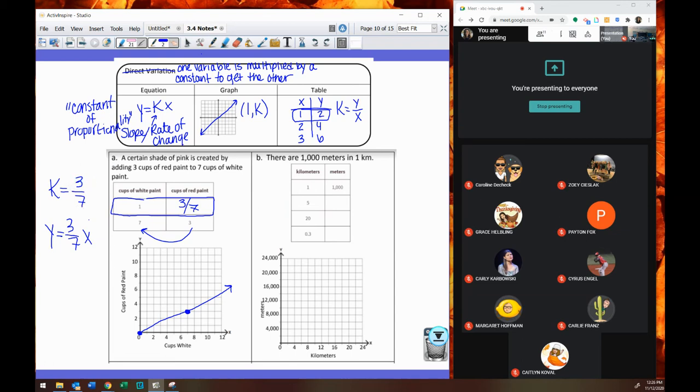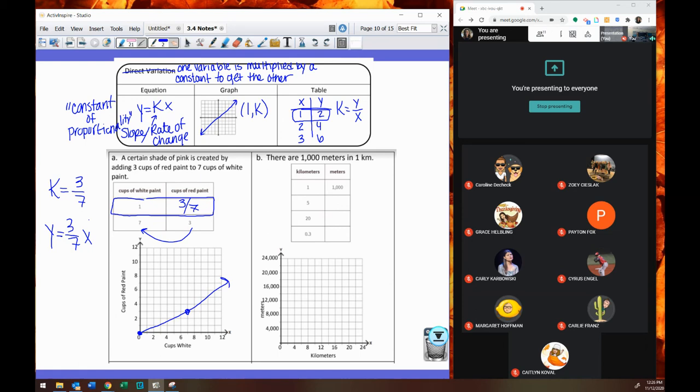But over here, if there are 1,000 meters in 1 kilometer, how many meters are there in 5? I'm still confused on the graph, because it looks like we have 7 cups of white paint and 3 cups of red paint. Oh, but I don't know why they're written that way. What? You are right. What'd I do? Yep, I flip-flopped them. So if we come here and plot this point, come over, oh no, we were right. 7 cups of white, look, 1, 2, 3, 1, 2, 3, 4, 5, 6, 7. So we put that back.